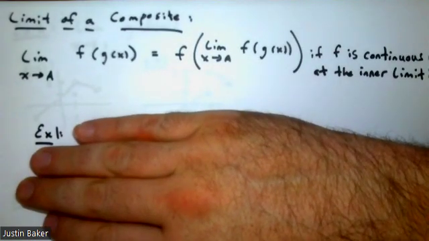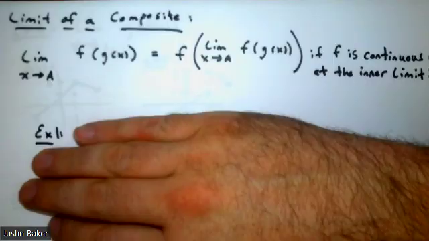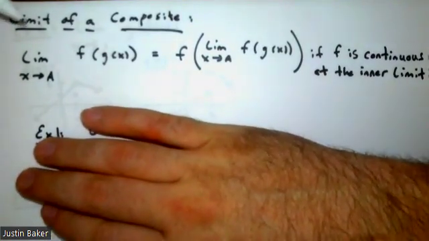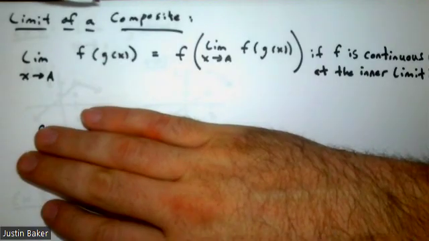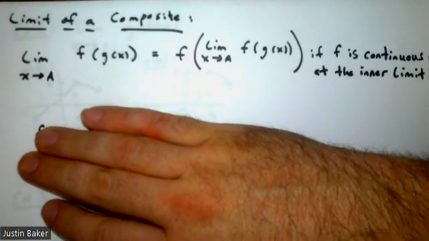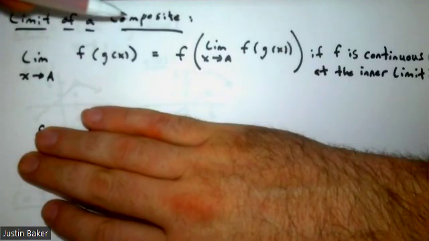Okay, welcome back to the last part of limits. This is a very specific type of limit, but I wanted to give it its own video because this is kind of a messy topic, and it seems to have a lot of confusion for people. So I thought a separate video would help us out here. It's called a limit of a composite.